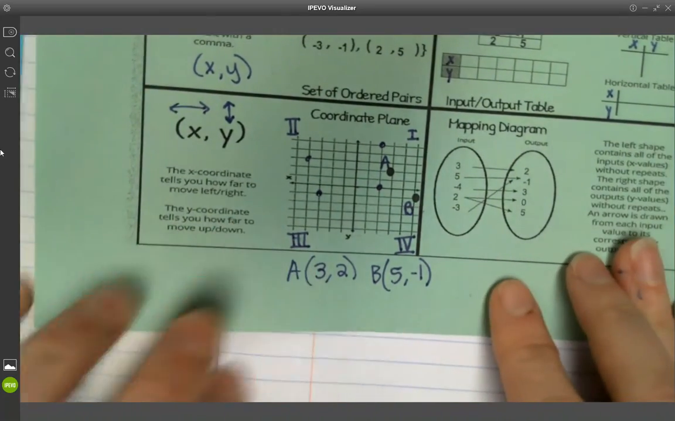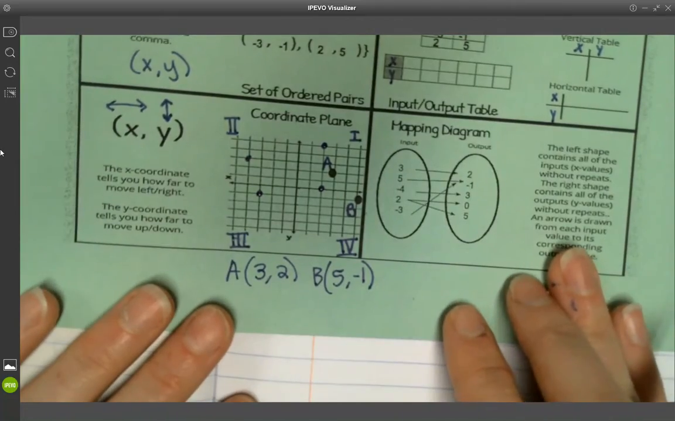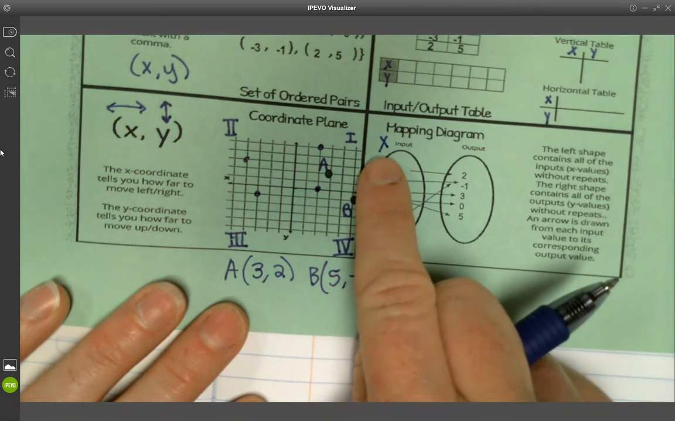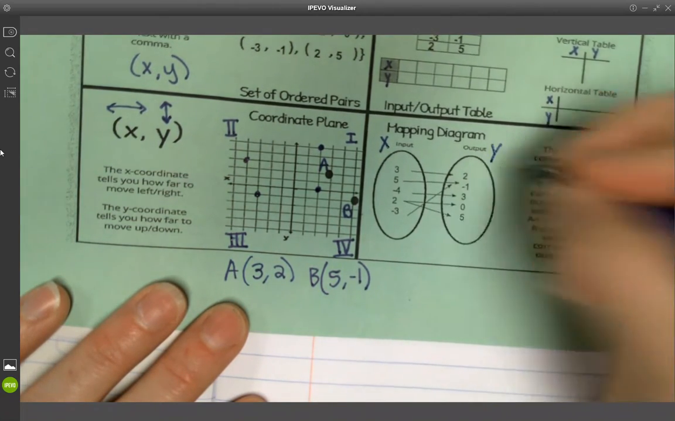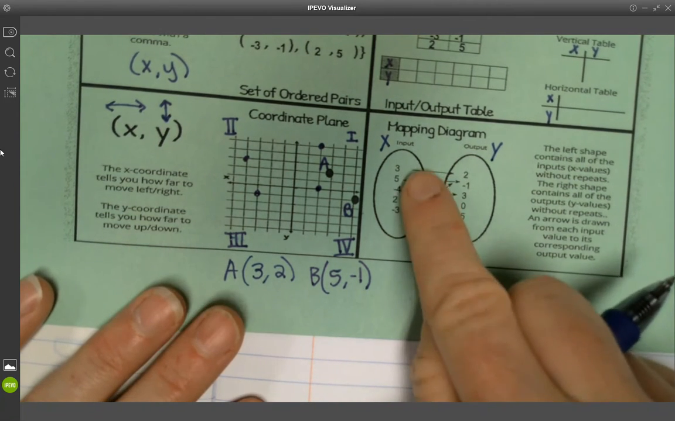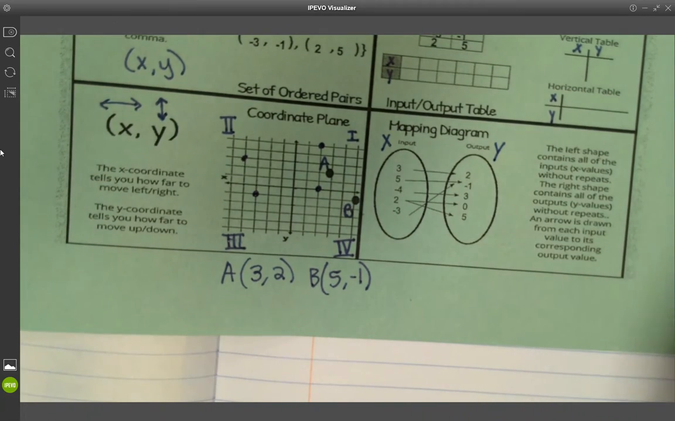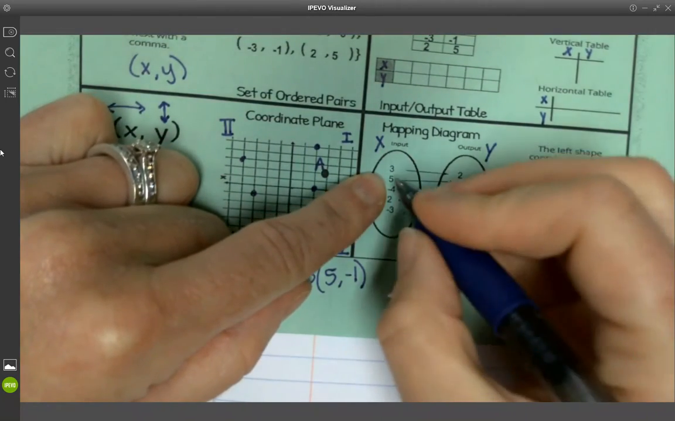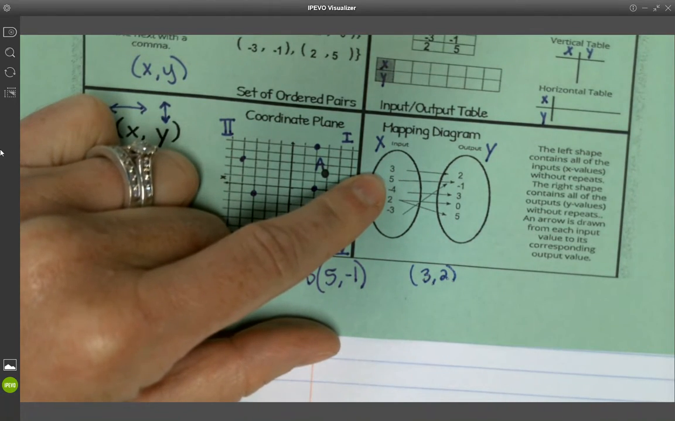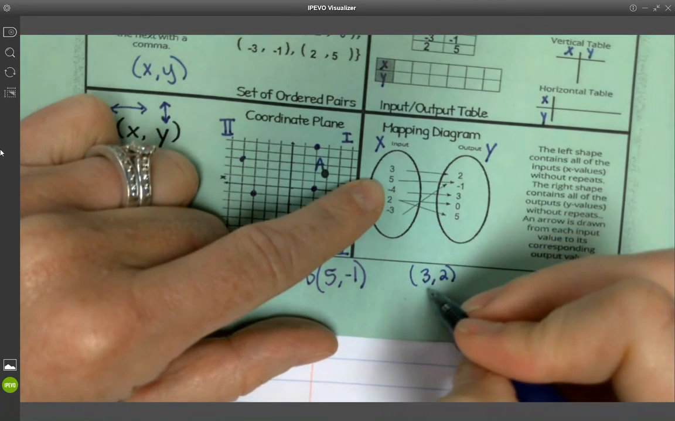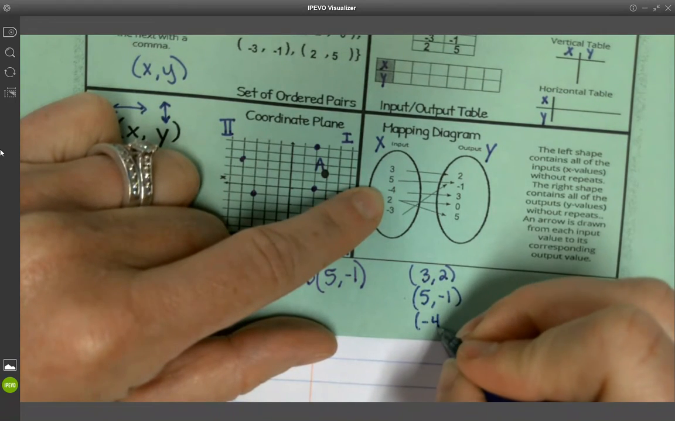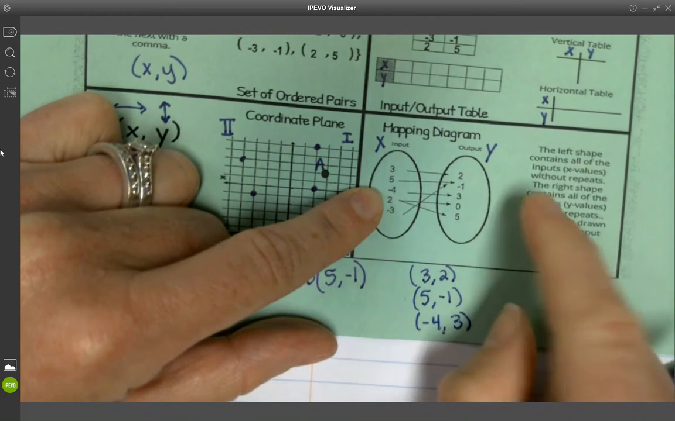Okay, the mapping is the other way that a relation can be represented. The left side is X, it's your input. So go ahead and put X over here. The right side is your output, which would be Y. And the arrows represent which one goes with which. So which X goes with which Y. So we're going to write them. So 3 goes with 2. 5 goes with negative 1. Negative 4 goes with 3. You're following the arrows.